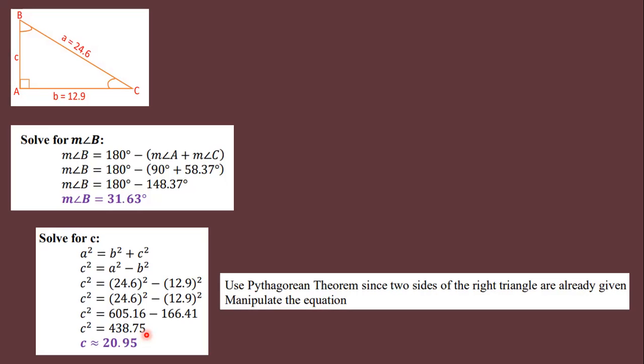If you can do it mentally, the better. But if you cannot, you are allowed to use the calculator. And we need to eradicate the square on C by applying the square root. So the square root cancels out the square in C. Therefore, C is approximately 20.95. And that's the value for C. We're done solving all the unknowns in this given.